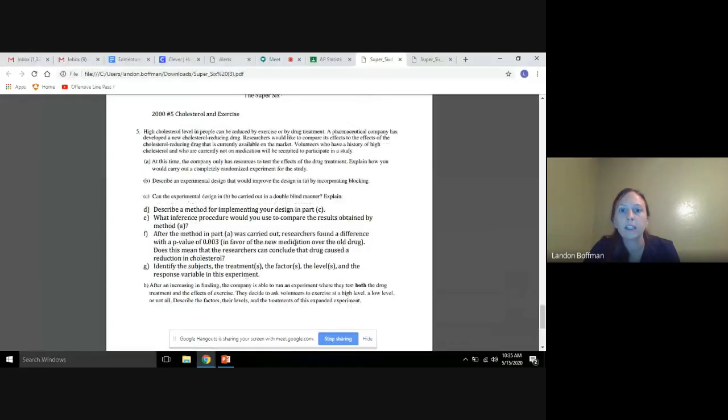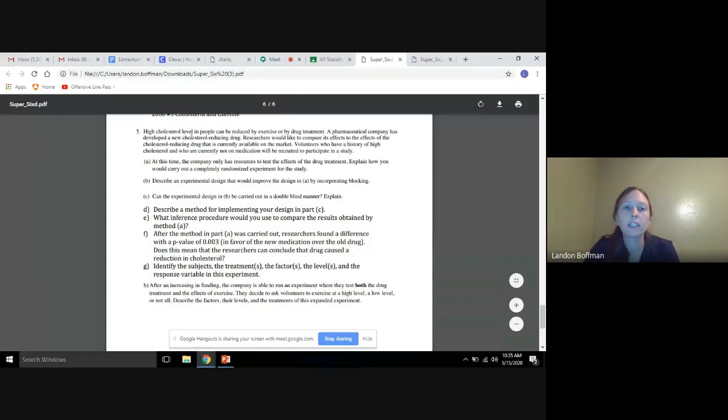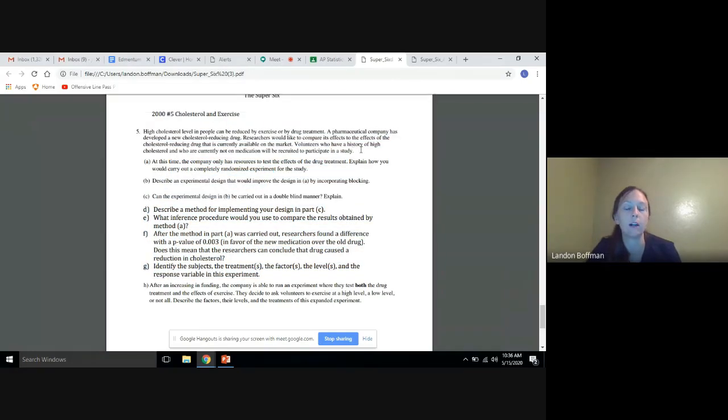Now this last one, talking about they wanted to test high cholesterol level by reducing either exercise or drug treatment, and then they developed a new drug, and they'd like to compare its effects on the currently available drug, and then volunteers who have a history of high cholesterol and who are currently not on medication will be recruited. So if you notice, this is volunteers. So there's no random sample. So if you were going to do some type of inference, like a hypothesis test or confidence interval, we would not need the 10% rule.